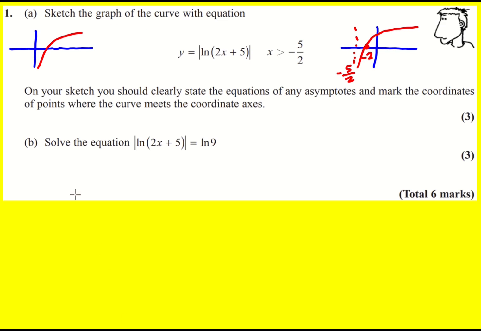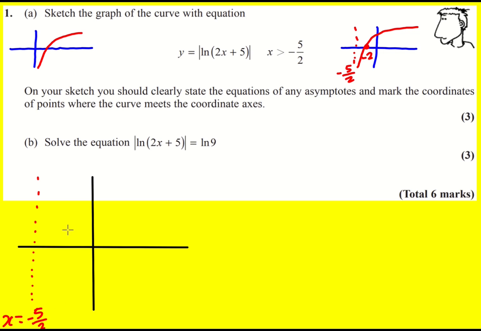Okay, I think we're ready for the full graph, including the modulus. So again, I've got my asymptote. It's not going to change. And I can say that x equals minus 5 over 2. Now, where the graph is positive, it's going to remain positive. So it's going to look something like this.